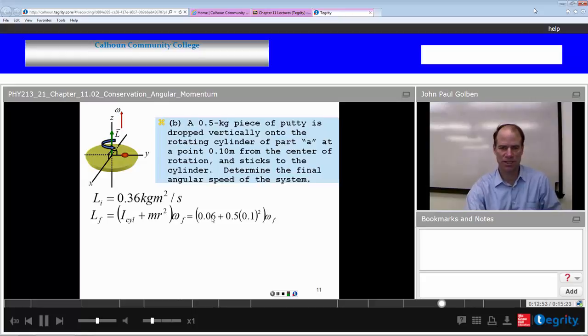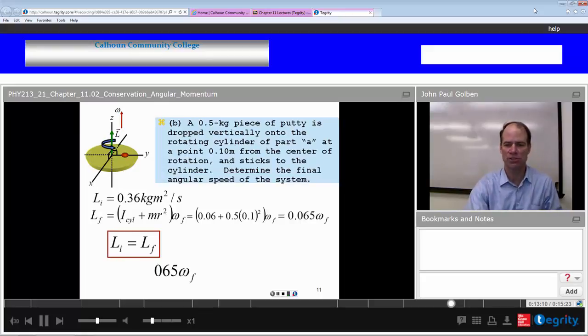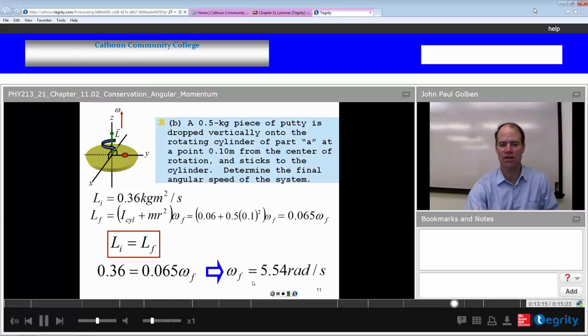That's going to be 0.06 for the disk, plus the putty was 0.5 kilograms and is 0.1 meters away from the axis of rotation squared. So that is a new moment of inertia of 0.065. These two angular momentums should be equal. So we have 0.36 is equal to 0.065 times omega, and our final angular speed will be 5.54 radians per second. So it was moving at 6 radians per second. A little piece of putty fell on it, changed its moment of inertia, and now it's rotating at 5.54 radians per second.